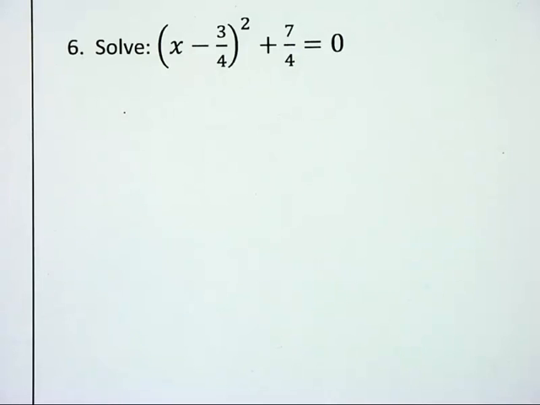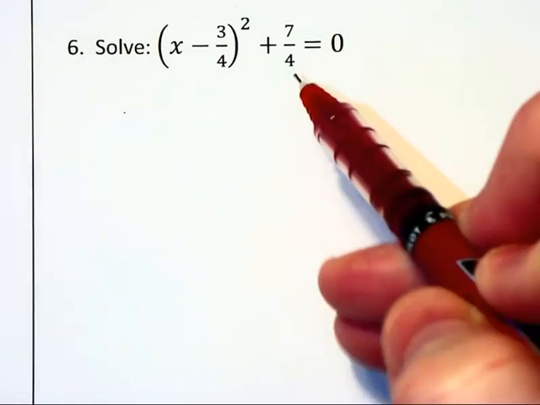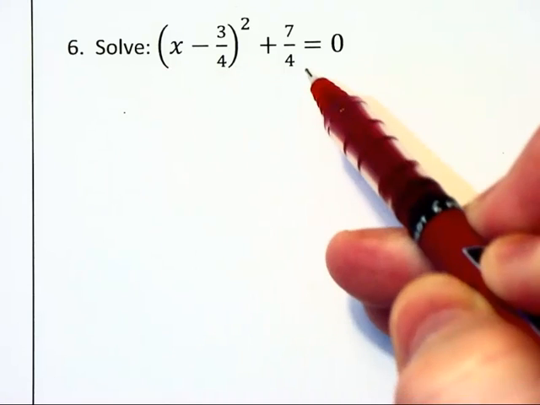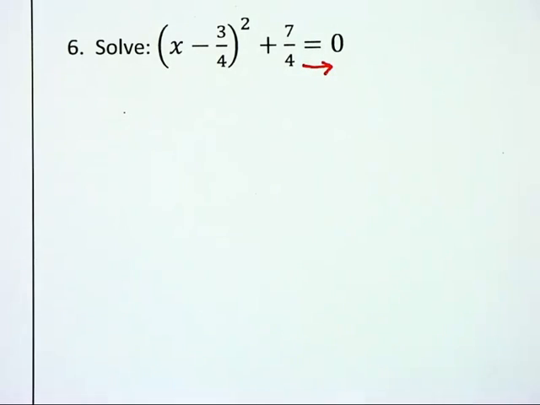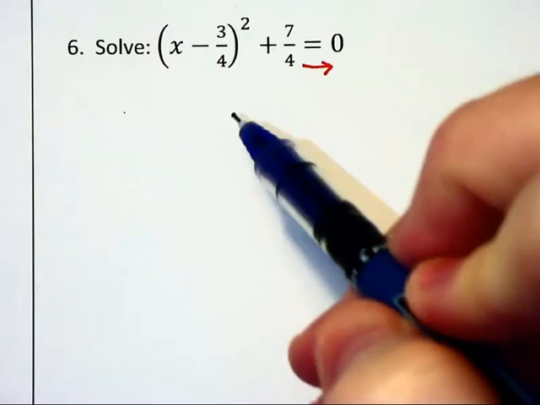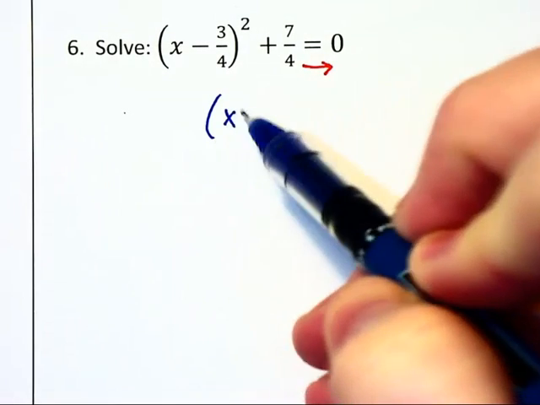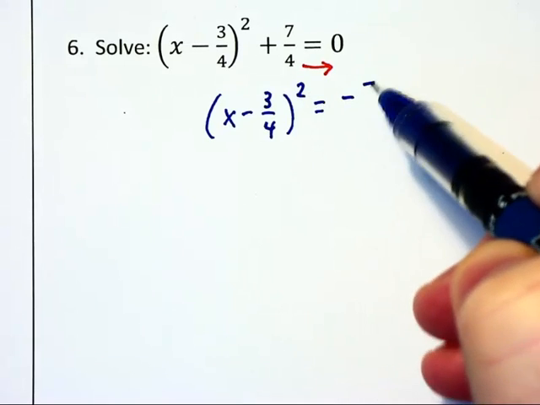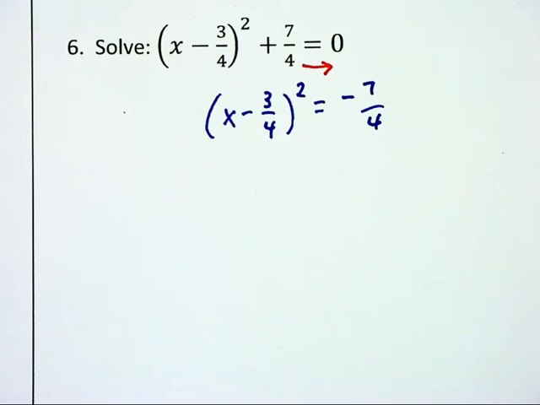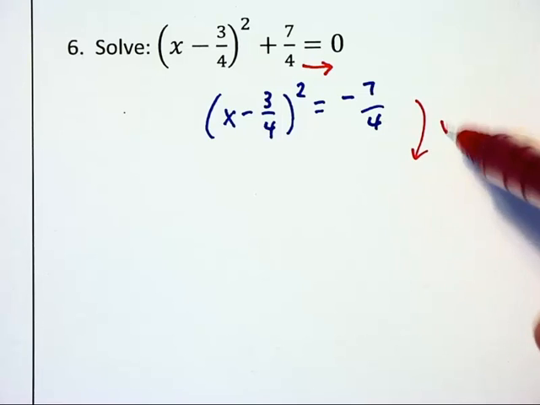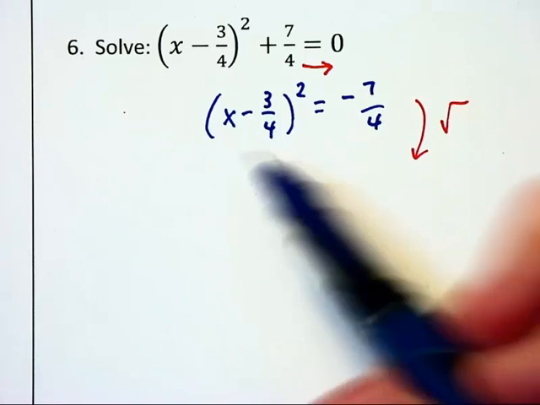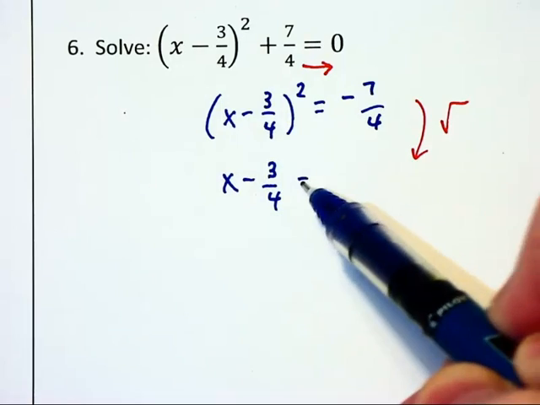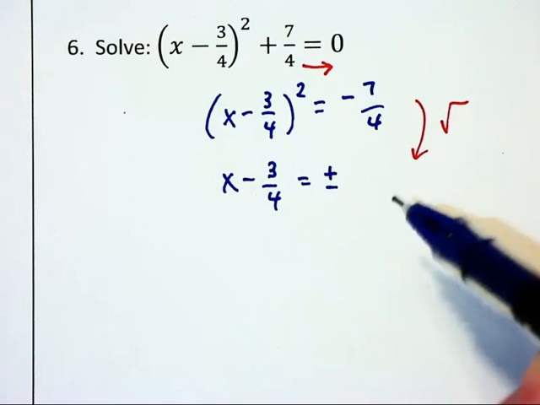In order to square root each side, we need to first isolate the radical by itself, not the radical, the square by itself. So we want to subtract that 7/4 on each side. This leaves us with x minus 3/4 quantity squared equals negative 7/4. Then, when we square root each side of this equation, on the left side we will have x minus 3/4. On the right side, do not forget that plus or minus symbol.